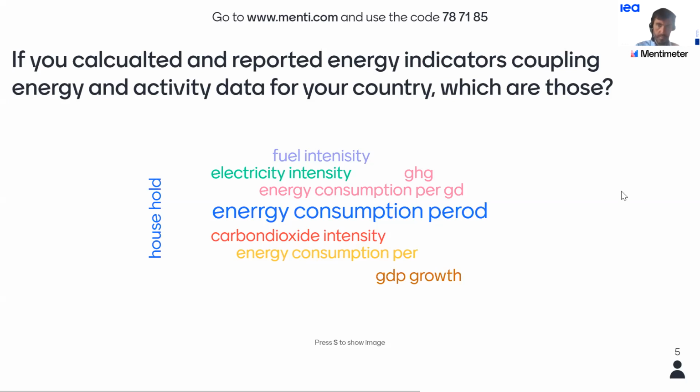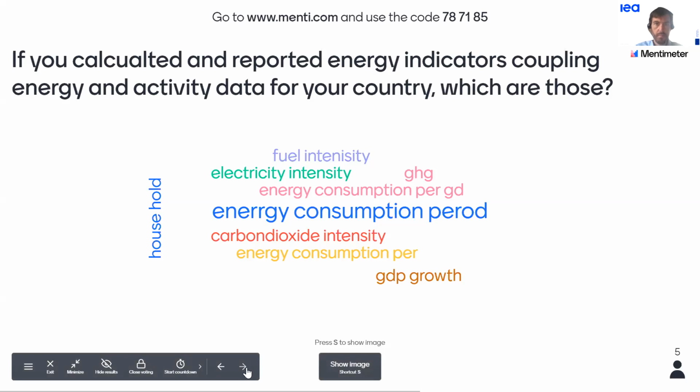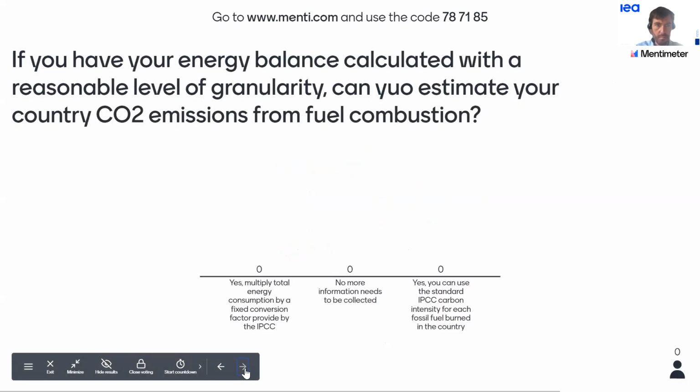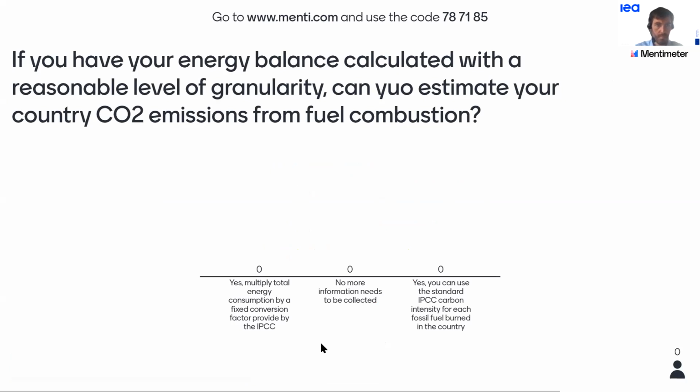So now that you're doing this, really interesting, many different indicators, we can go to the next question, which is about CO2 emission. So this is introducing what Aidan is going to tell you more in details. The question is, if you have an energy balance and you have a reasonable level of granularity in your energy balance, so by different flows and products, mostly products maybe, are you able to estimate your country's CO2 emissions from fuel combustion? The answers are yes.